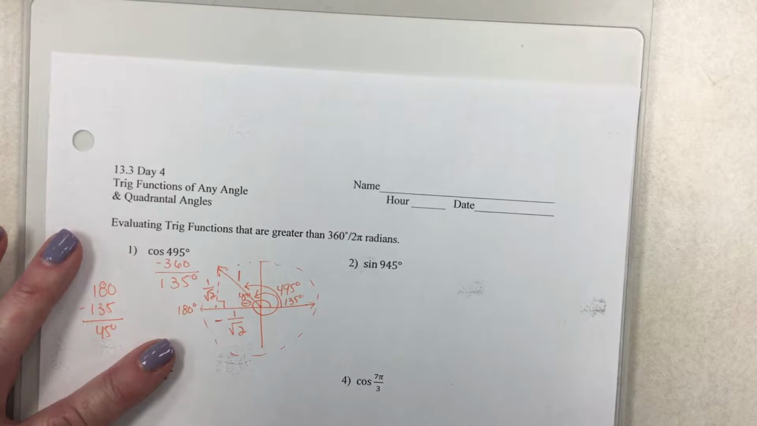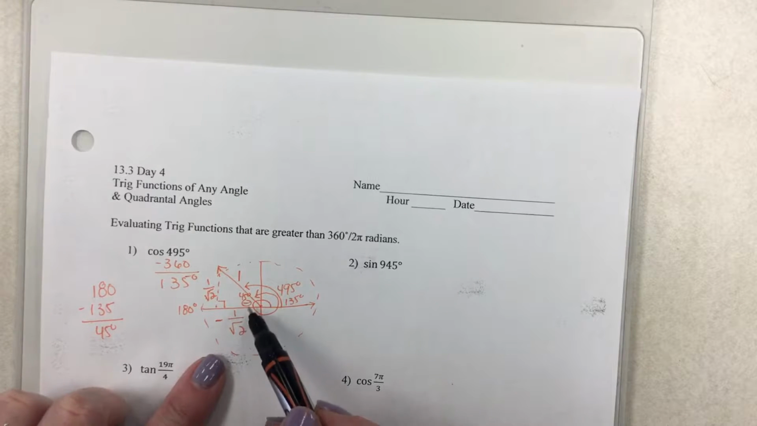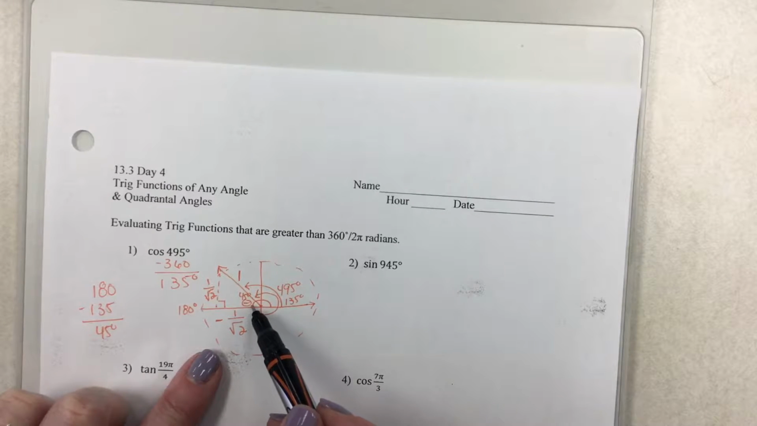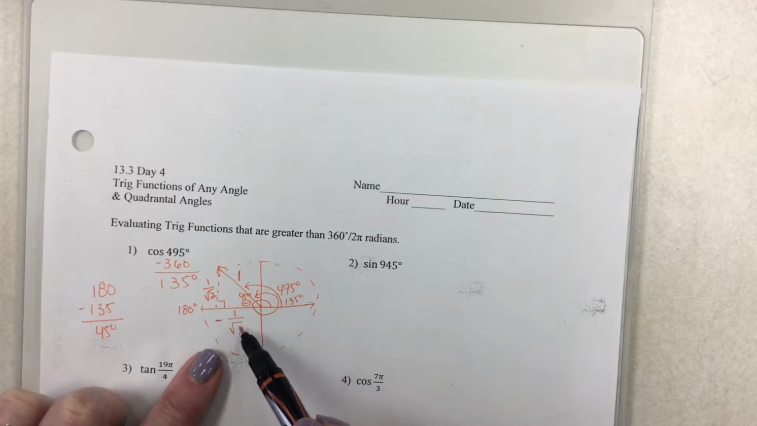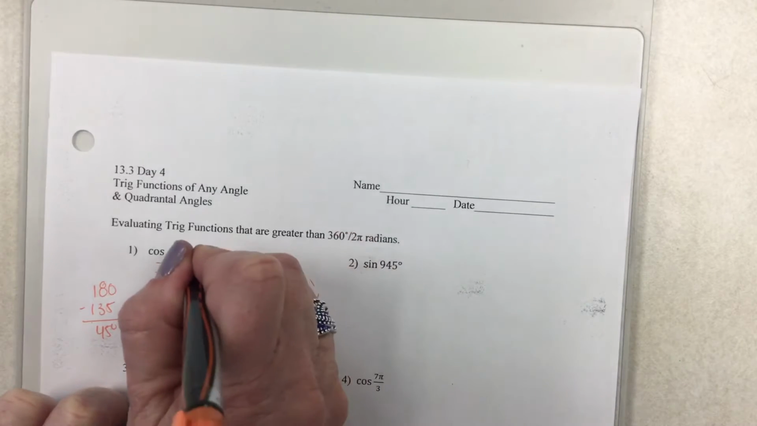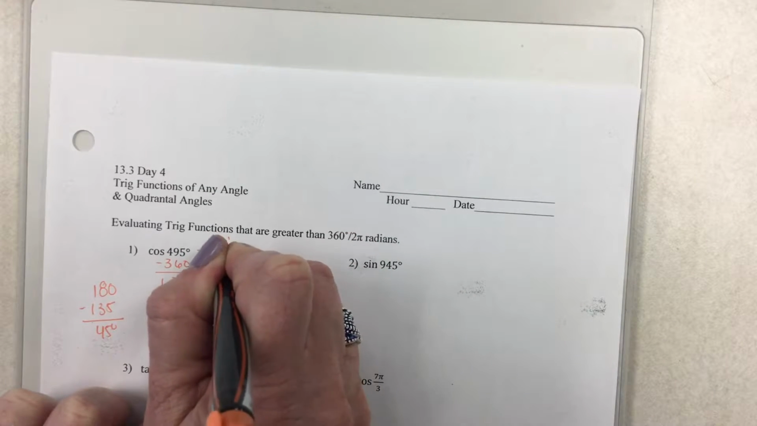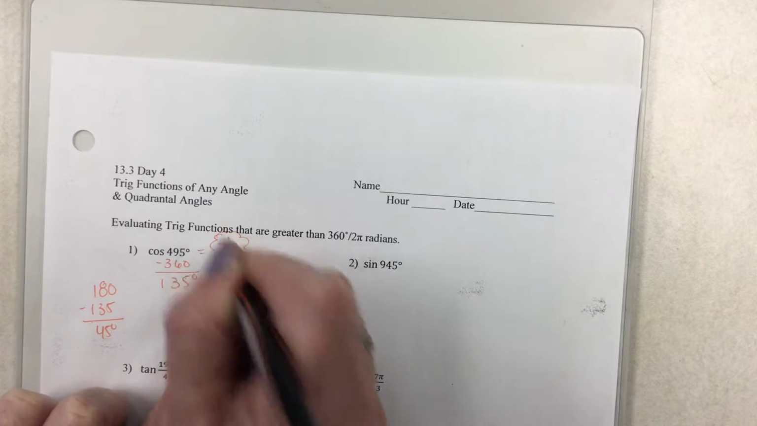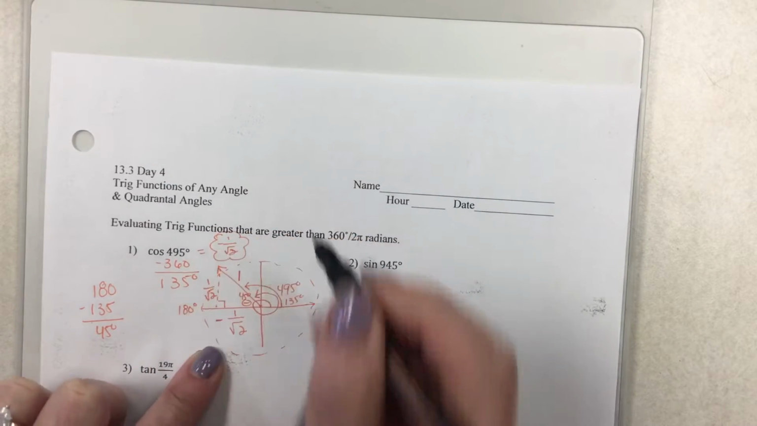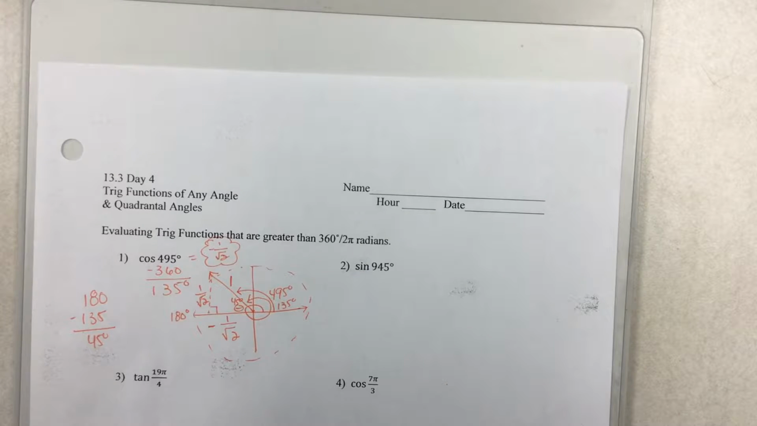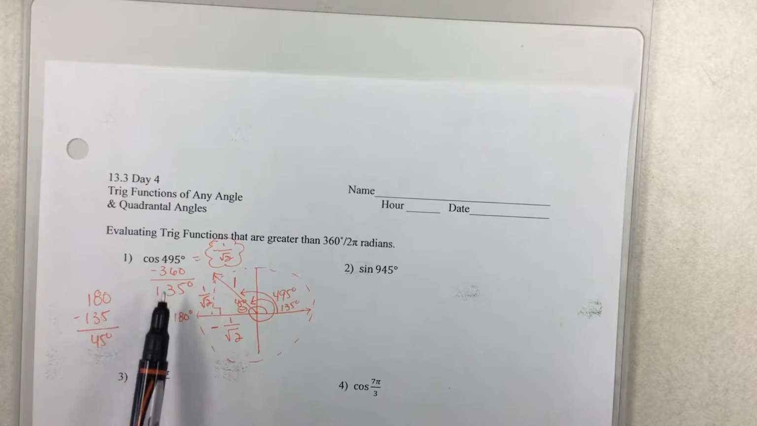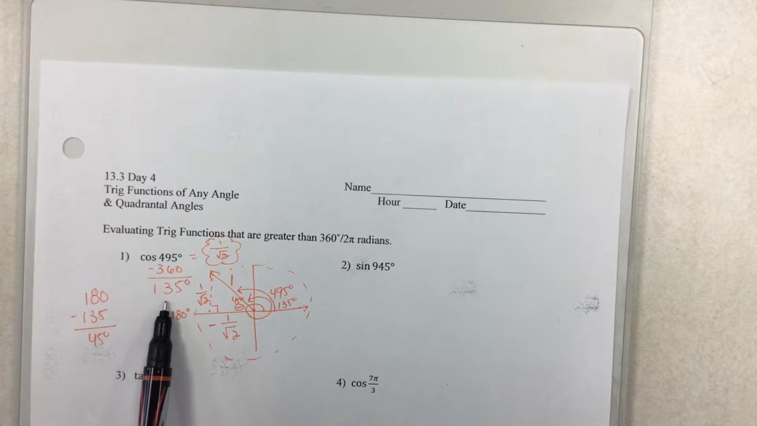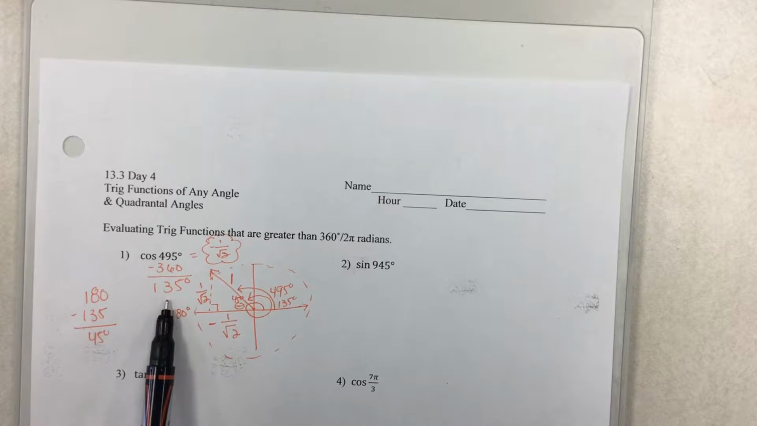It's negative. So I want the cosine, which is adjacent, and it's always this central angle right here, over the hypotenuse. Adjacent over hypotenuse, so I get negative 1 over square root of 2. That's my final answer. Kind of sloppy up there, I apologize. Okay? So the only thing different from today versus yesterday is this step here to get it to where I am less than 360. Okay?